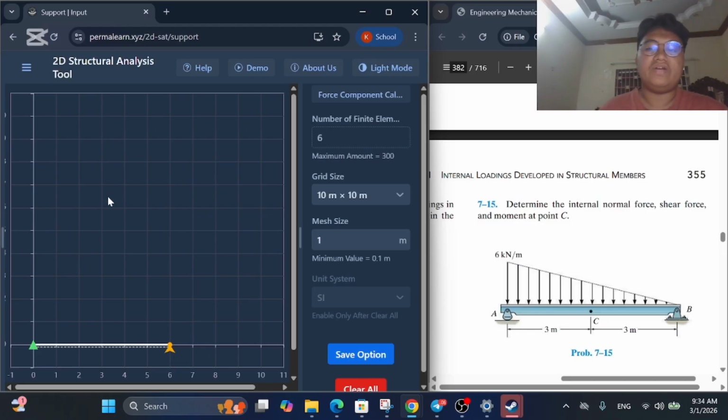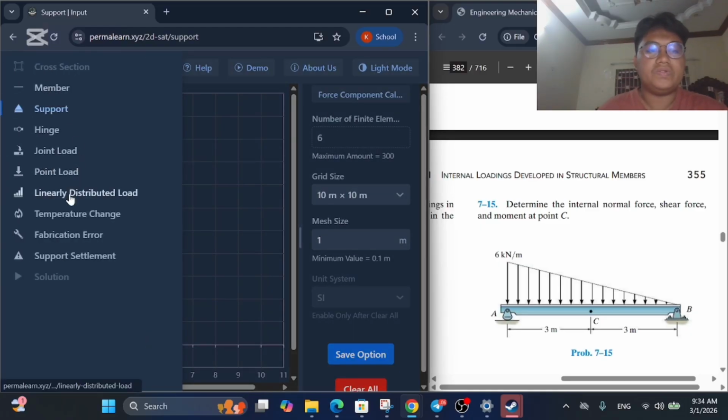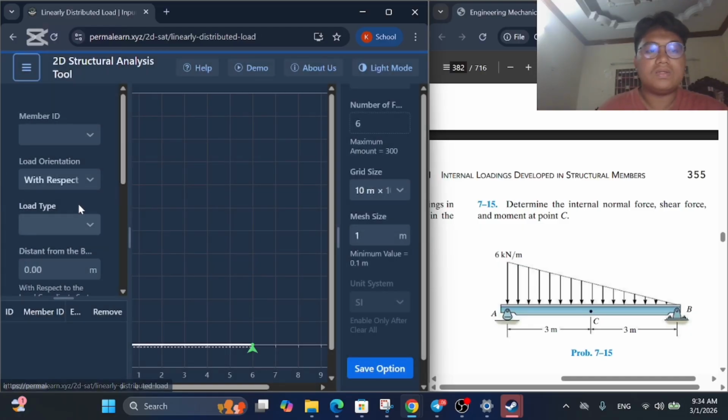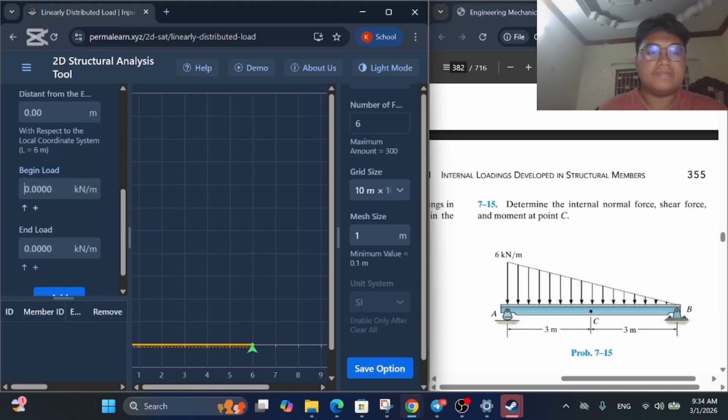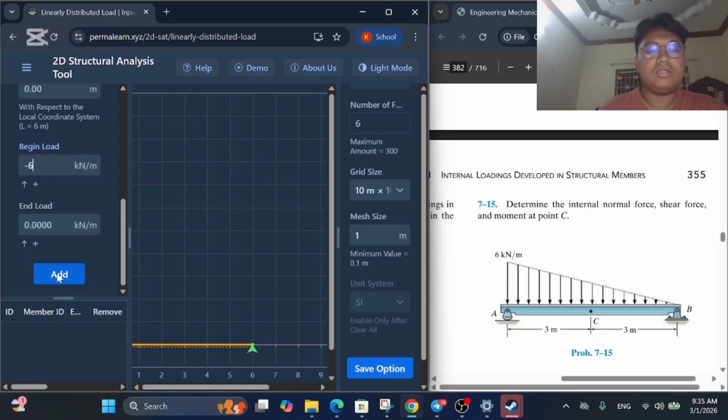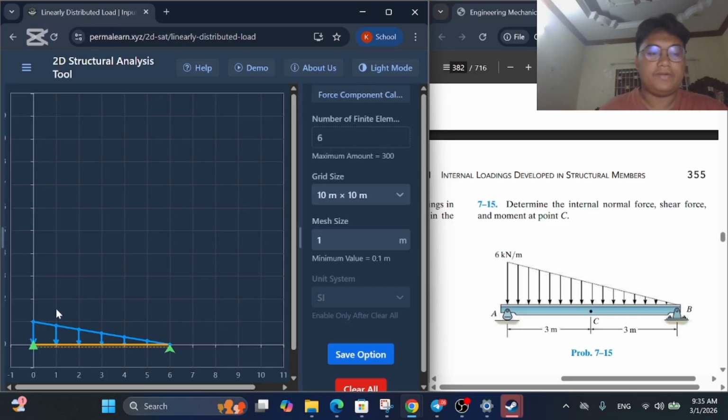Next part is we try to find the force. The force is 6 kilonewton from A taper down to 0 at B. So we go to linear distributed load and we choose our beam and we choose a load type, vertical load, and we load from 6. We choose -6 because the load is pushing downward. So that's why -6. And as you can see, our example is the same as our exercise.